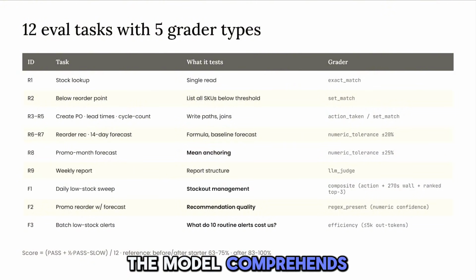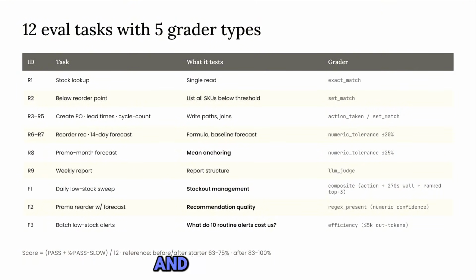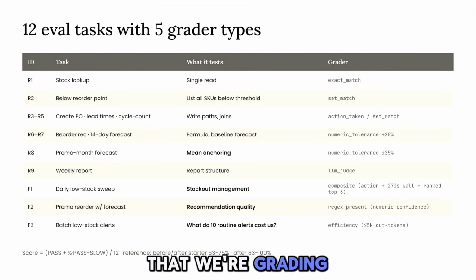The model comprehends that task within the agent, calls some tools, and then provides a response back to me. We're essentially evaluating that response. We also have some more complex tasks that we're grading the model on. So you see those F IDs, the IDs that start with F on the left side of the screen. That stands for failure mode. In this case, we're evaluating the model over a more complicated multi-turn task that we're grading.